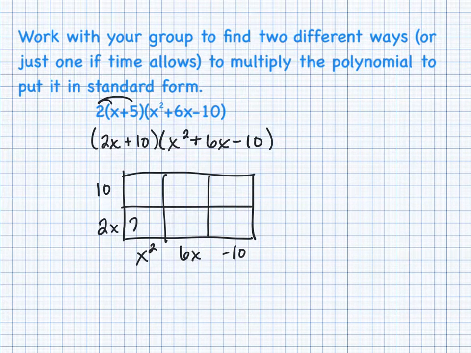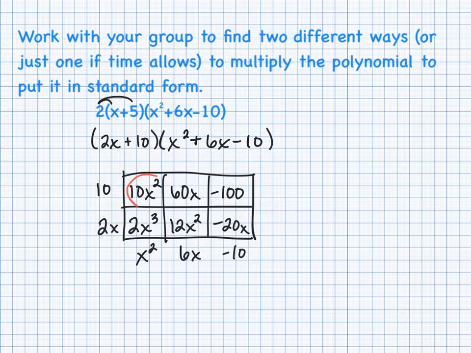2x times x squared is 2x to the third. 10 times x squared is 10x squared. 2x times 6x is 12x squared. 10 times 6x is 60x. 2x times negative 10 is negative 20x. And 10 times negative 10 is negative 100.